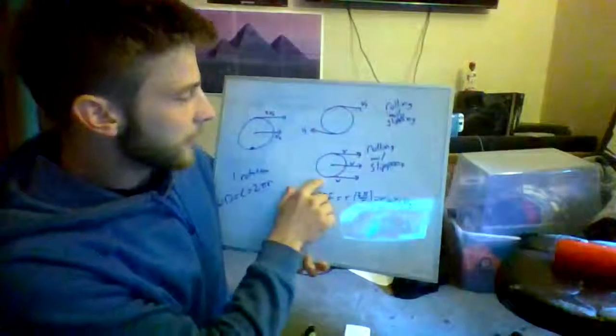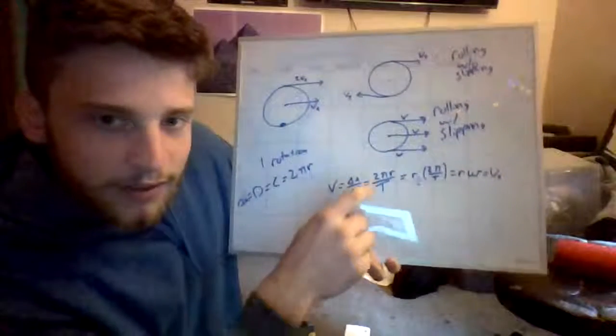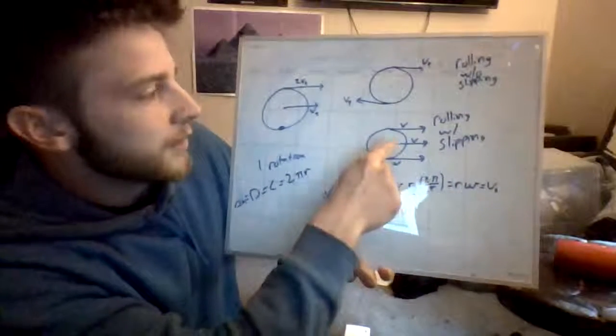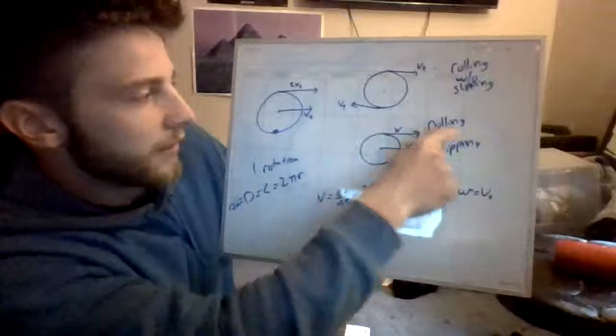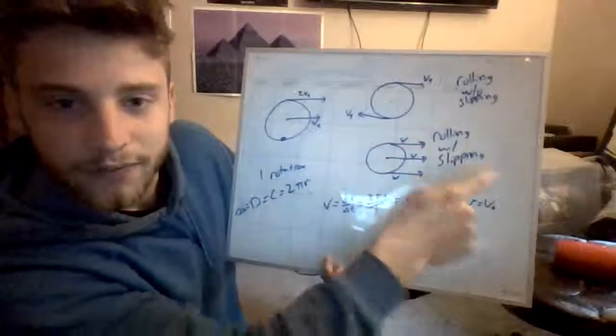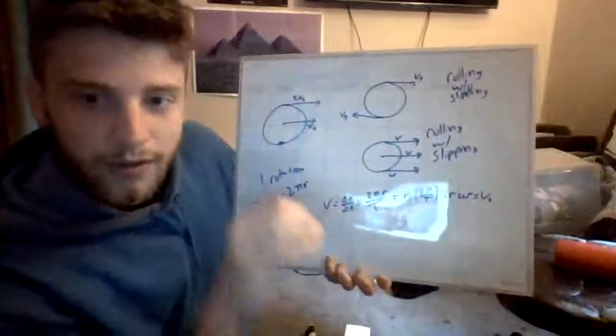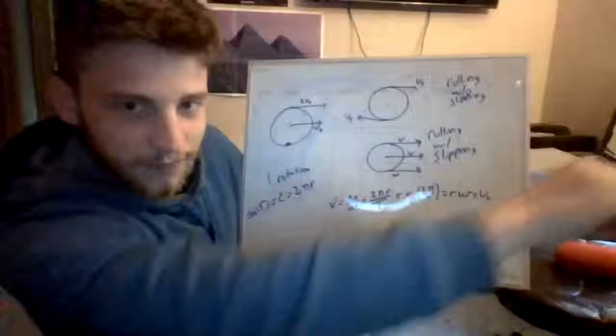So basically, I wrote down a few numbers here. Rolling with slipping. So this would be a wheel skidding across. I'm not sure how well you can actually see that. So rolling with slipping, you have the speed that the top of the wheel is traveling at, say, velocity v. The middle of the wheel is traveling at velocity v, and the bottom of the wheel is traveling at velocity v. That would be a wheel just skidding across the surface.